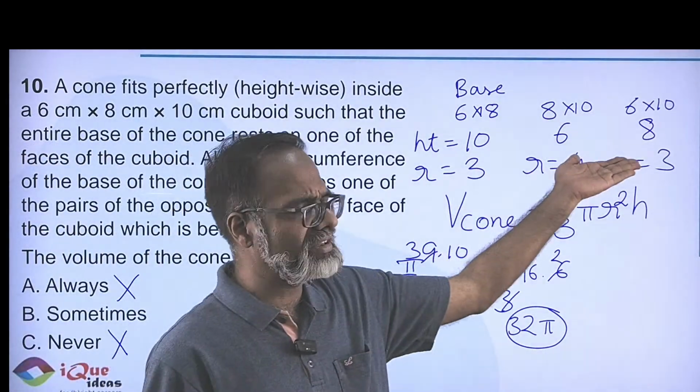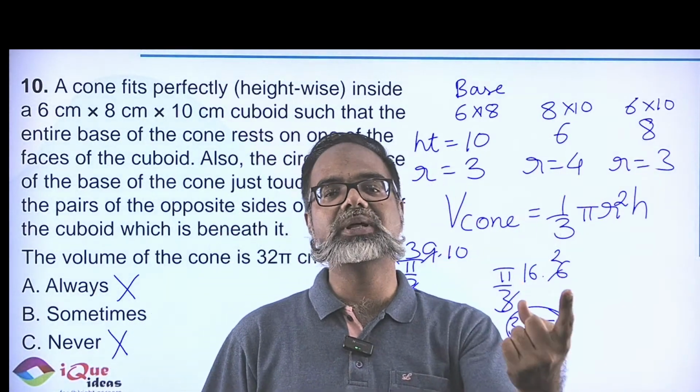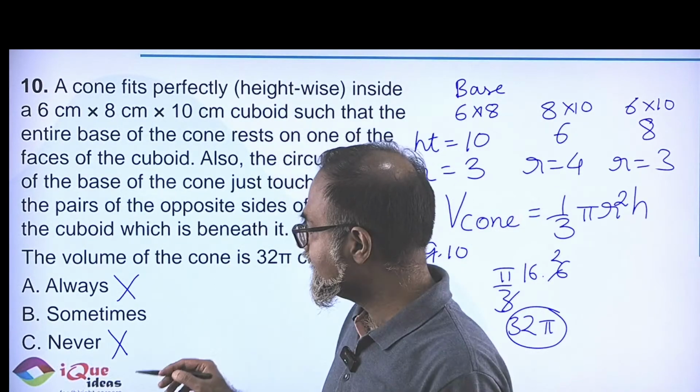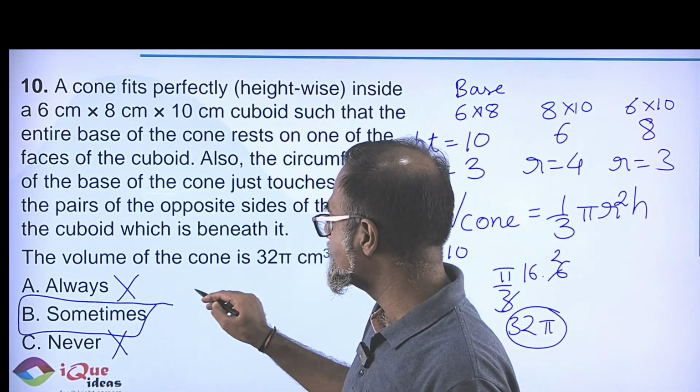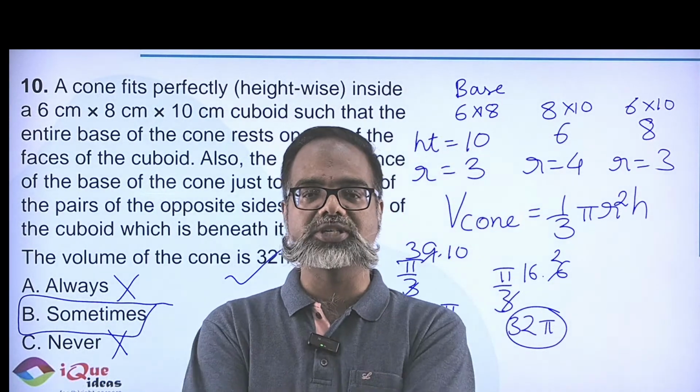I seriously don't even need to work out the third case, right? Because I have another possibility, 30 pi, and 32 pi itself is possible. So clearly the answer is the volume of the cone, 32 pi centimeter cube, is sometimes possible.